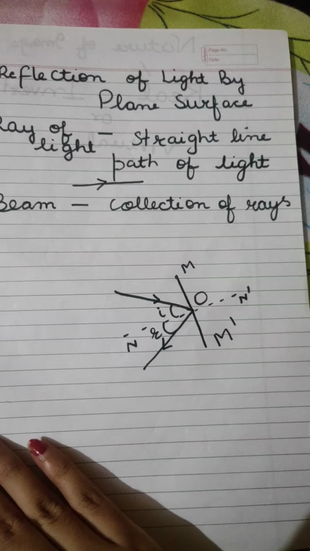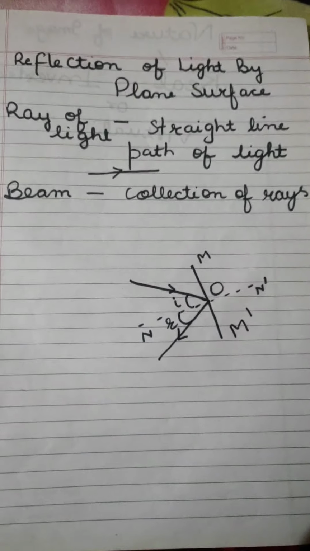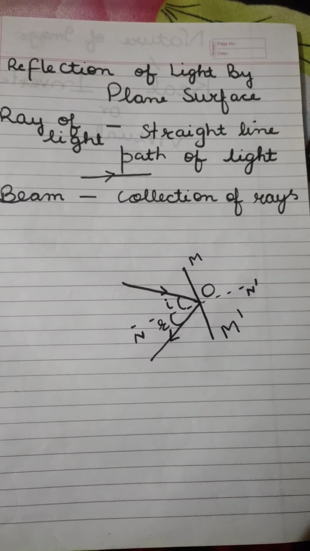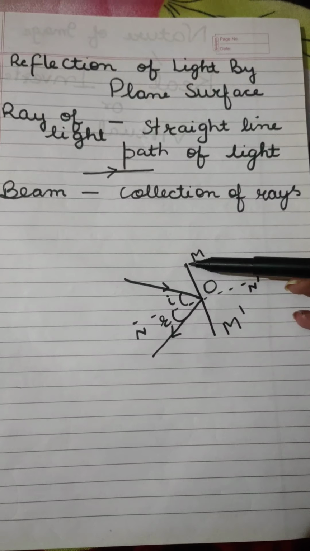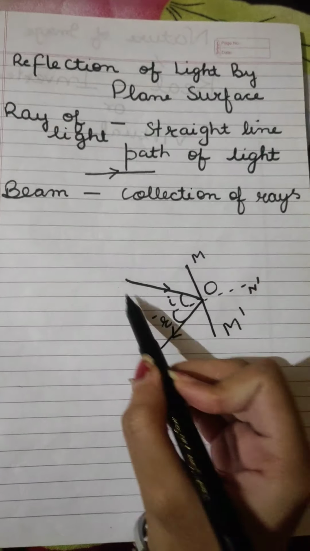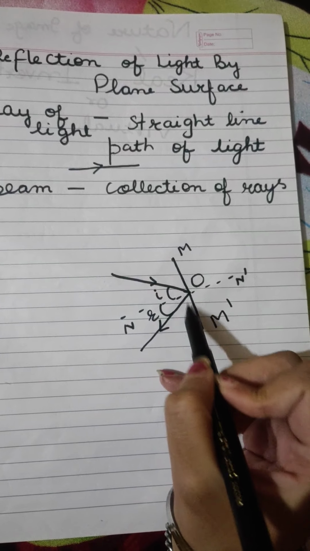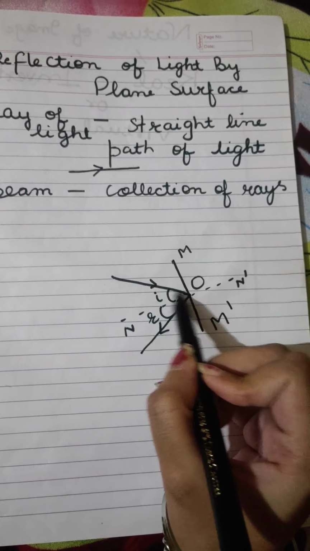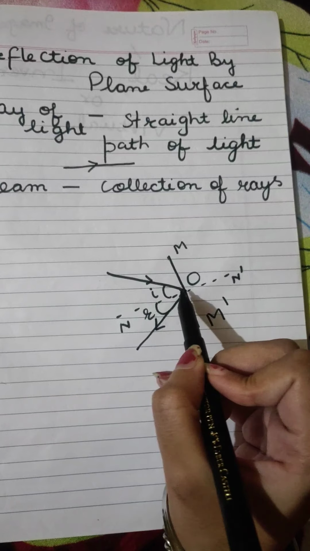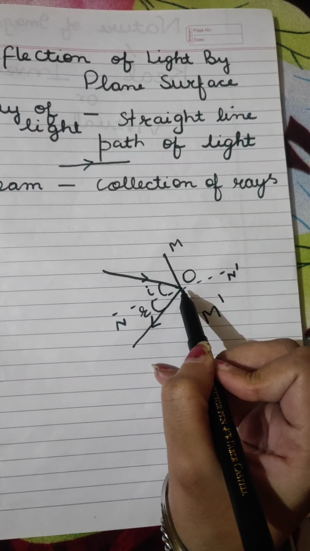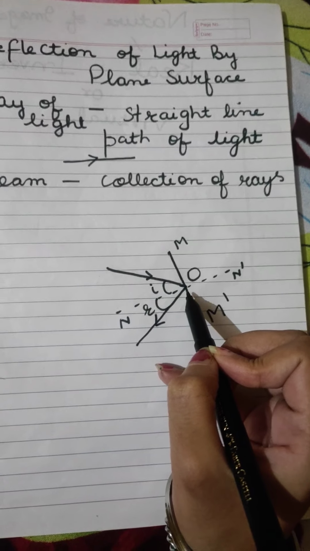Let's try to understand how reflection occurs from a plane surface using this example. Right here I've taken a mirror. Let me say that this M dash is my mirror, and I've got a ray of light which is striking this mirror at point O. The point at which the ray that is coming strikes the mirror is referred to as point of incidence. So my O is my point of incidence.